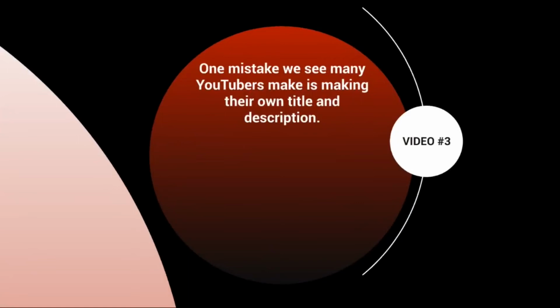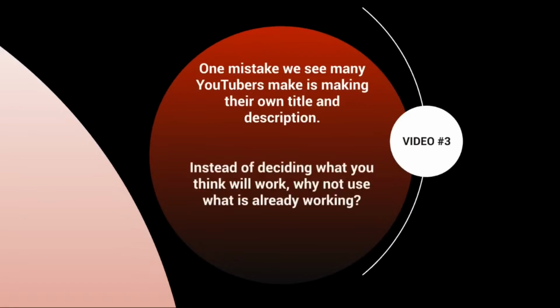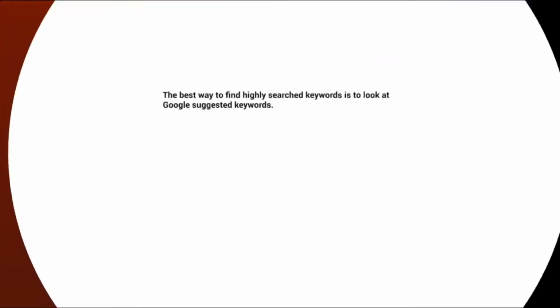A mistake that we see many YouTubers make is simply making their own title and description. I mean, it's natural, right? But instead of deciding what you think will work, why not use what is already working and do some simple keyword research? That's not going to take a lot of time, and this way you'll have the right information that will help you rank on the right keywords.